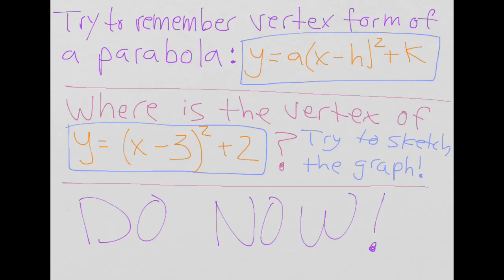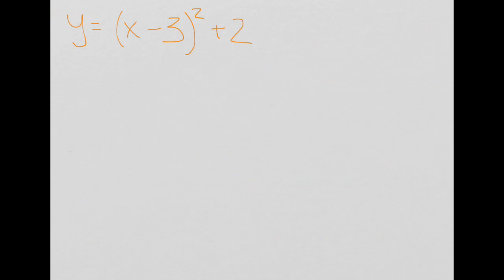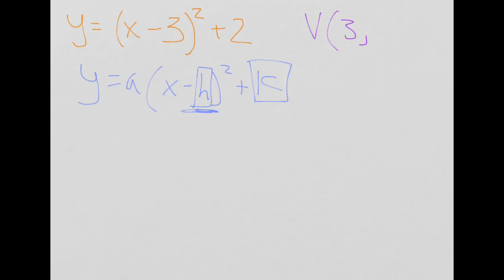Maybe if you didn't remember before, your memory may have been jogged just now. Keep in mind, this is called vertex form, probably for a reason. Maybe you figured it out, but let's take a look at this problem. Well, if you recall, if we have our equation y equals a times (x minus h) squared plus k, h is the x-coordinate of our vertex and k is the y-coordinate of our vertex. So our vertex is the point (3, 2).